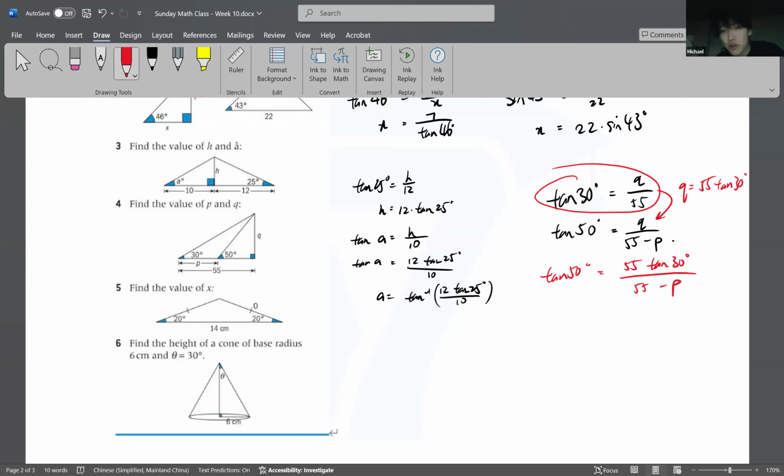But it doesn't matter that much what you do. So right now you're trying to find P, okay? So first of all, you want to swap these two. This is something you might not have seen before, but it's the same thing. It's the same as multiplying this across and putting this one back. So you swap these two, you get 55 minus P equals, sorry, 55 tan 30 degrees over tan 50 degrees.